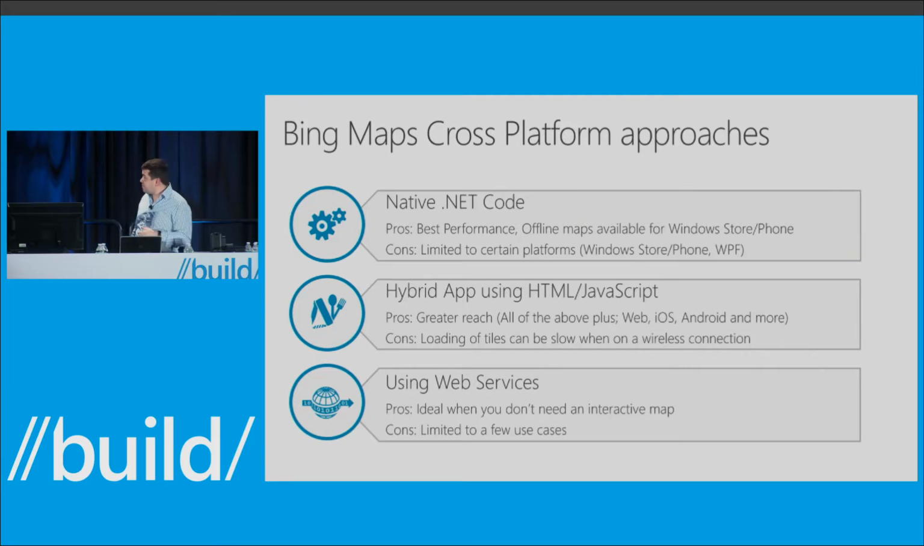One thing that a lot of people overlook is another approach, which is to actually use web services. You may have a situation where you don't actually need an interactive map. Maybe you just need an image of a map, or maybe you want to do some kind of spatial calculation. So a great example is Cortana.